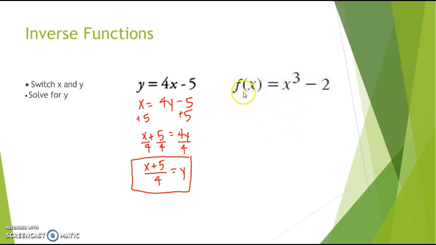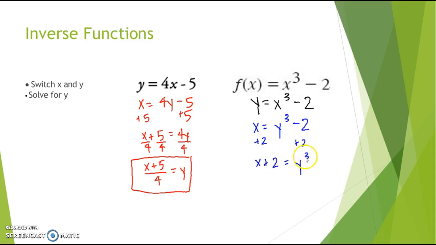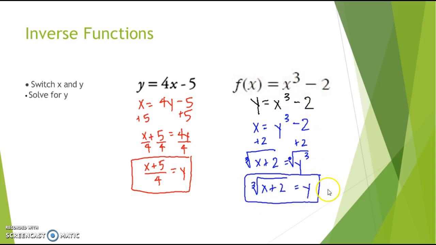For the other example, I've got f of x equals x cubed minus 2. I'm just going to rewrite that as a y, so it's easier to see. So y equals x cubed minus 2. And now I'm going to switch my x and y. So x equals y cubed minus 2. First thing I need to get rid of is the 2. So x plus 2 equals y cubed. To cancel out a cube, I'm going to cube root. So then I get the cube root of x plus 2 equals y. And that is the inverse for x cubed minus 2.